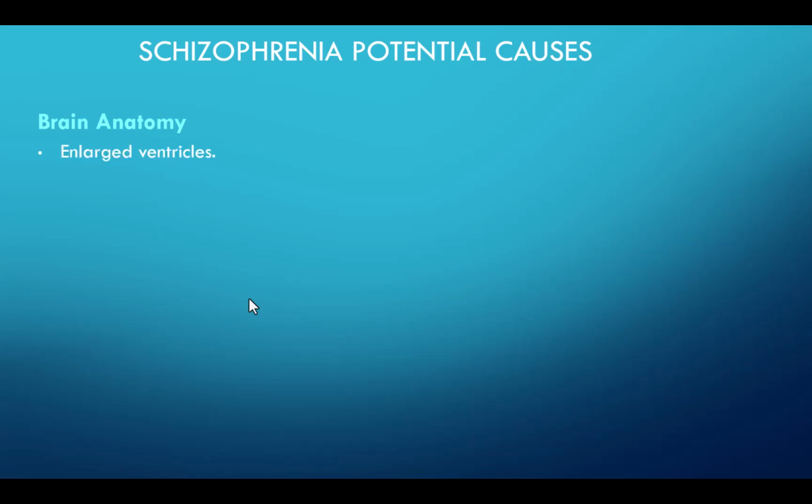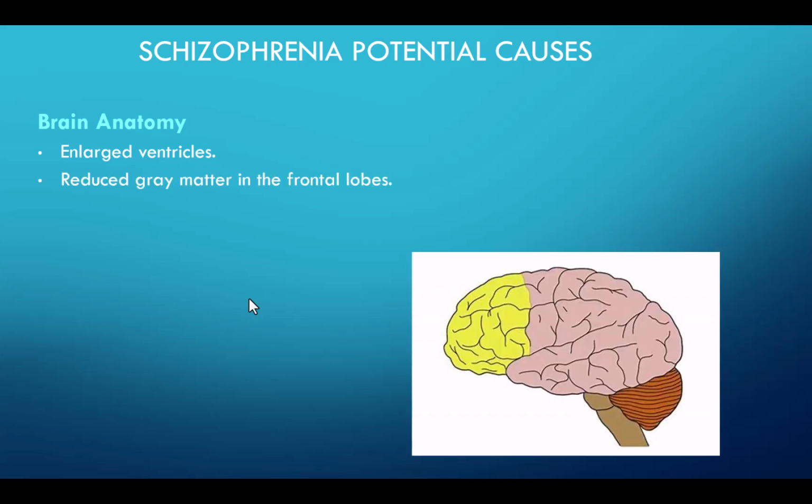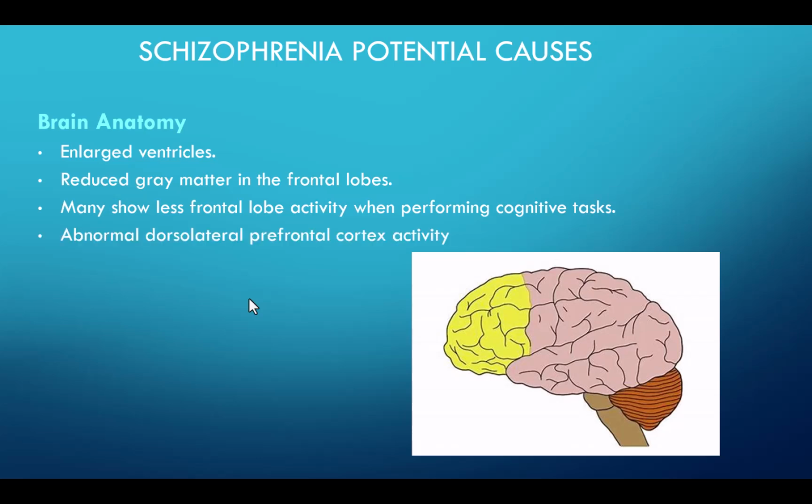We know that schizophrenics have enlarged ventricles, suggesting that there's cell death in some brain region. Along those lines, there's reduced gray matter in the frontal lobes, which means that there are fewer neurons in those frontal lobes, and that would explain the enlarged ventricles. Many schizophrenics show less frontal lobe activity when performing cognitive tasks, as well as abnormal prefrontal cortex activity.